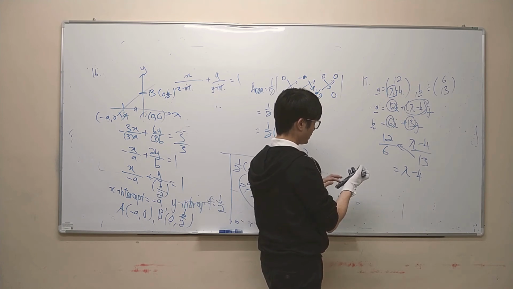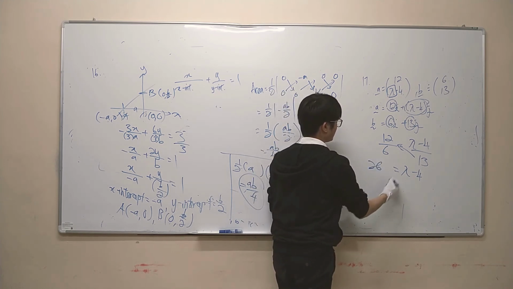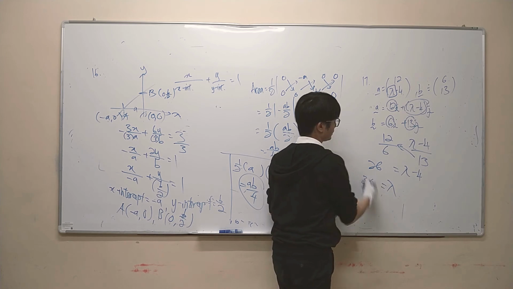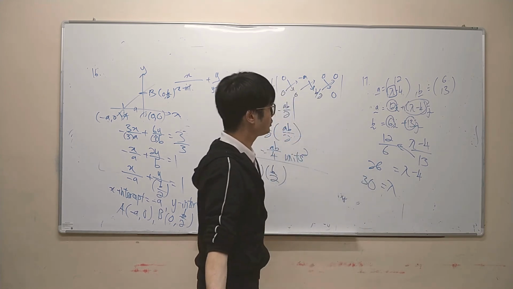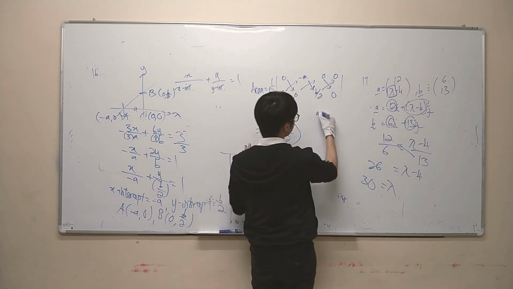13 times 12 divided by 6 is 26. So lambda equals 30 here. So that's the answer. But if you want to use the "tambah unknown" method, you also can. So if you add the unknown, what happens?